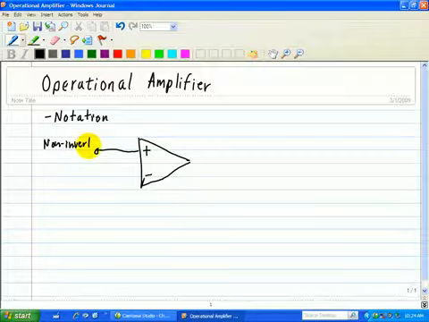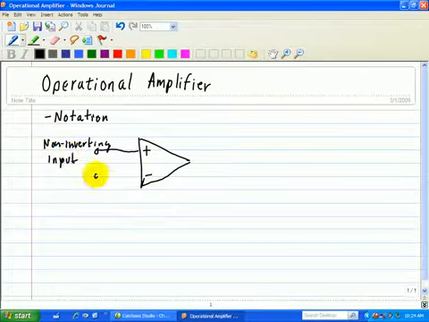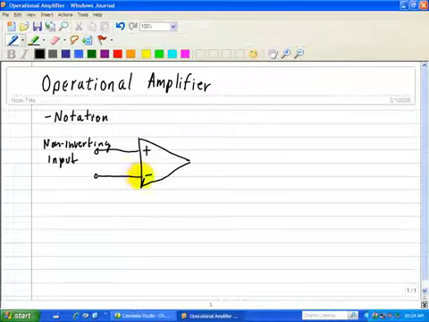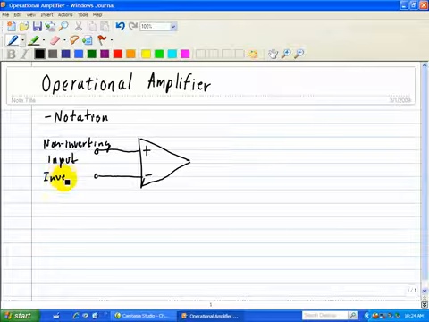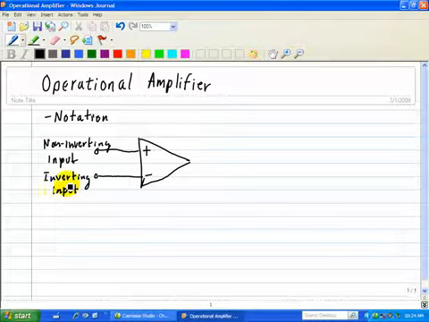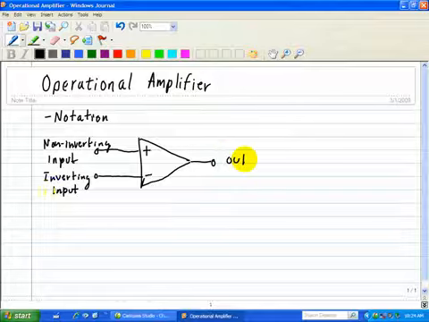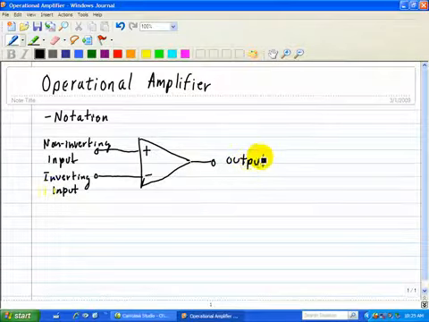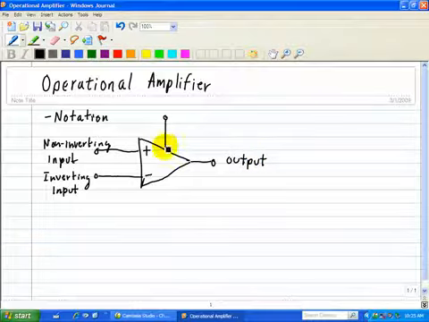non-inverting input, and the one connected to the minus sign is the inverting input. We also have an output as a result of those 2 inputs. And then we have the power supply terminals.